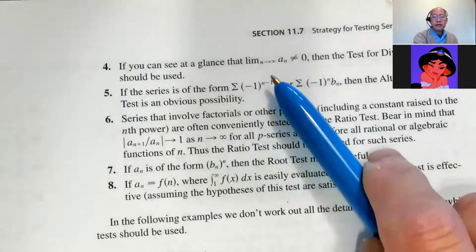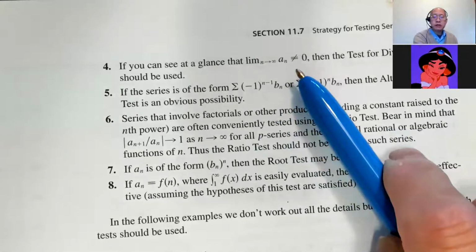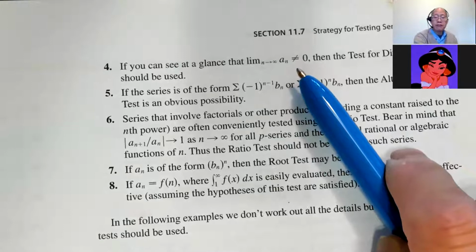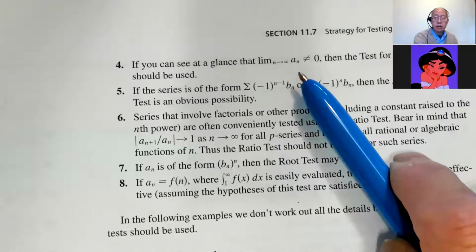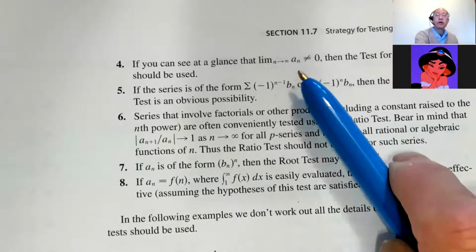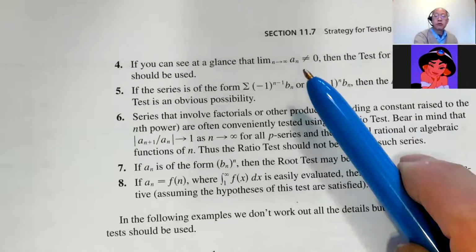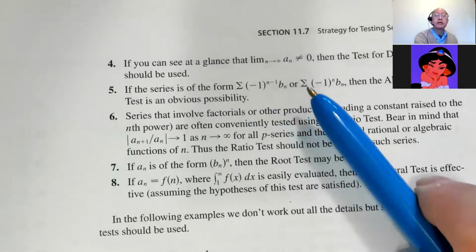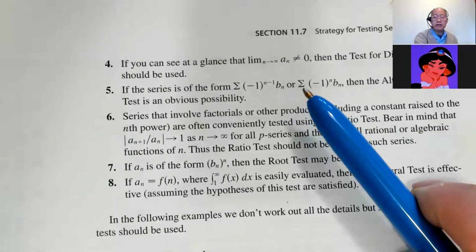However, the limit as n approaches infinity of a sub n equals 0 does not automatically mean the series converges. And our basic example for that is the harmonic series. The summation of 1 over n. 1 over 1 plus 1 over 2 plus 1 over 3 plus 1 over 4 plus 1 over 5. Those individual terms do approach 0, but the series actually diverges to infinity, in fact.